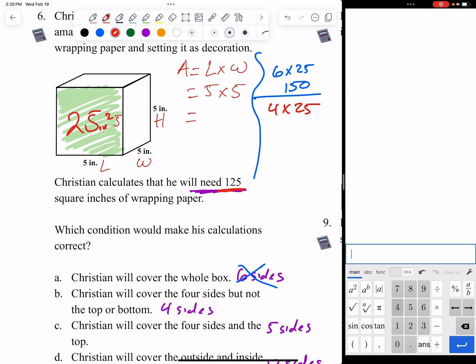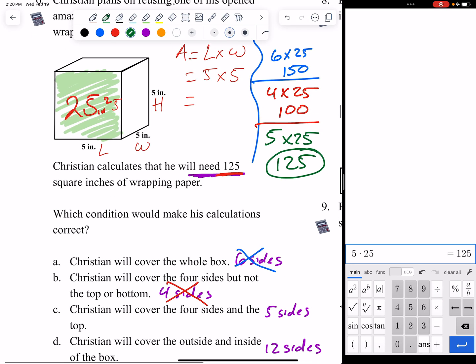So calculator, 4 times 25. Oop, that's 100. That's not going to work either. And then the next one, we're going to have 5 sides. So 5 sides times 25. Calculator time, 5 times 25. Hey, there we go. So it looks like Christian is going to cover the 4 sides and just the top.